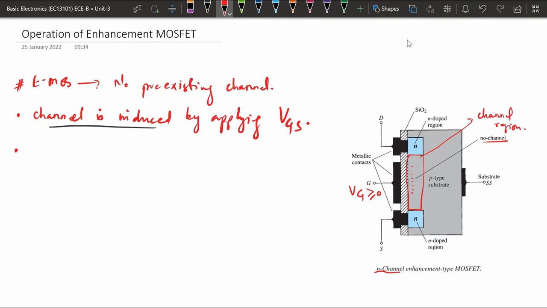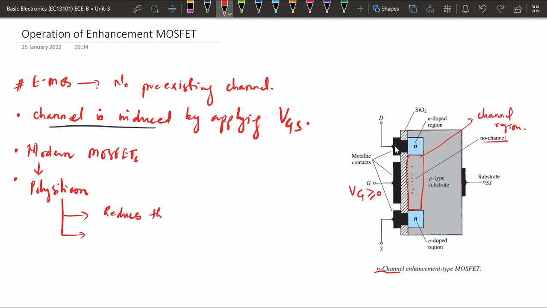Also, in difference to the depletion type MOSFET, these enhancement type MOSFETs are considered to be modern MOSFETs. Instead of using metals, in modern MOSFETs we use polysilicon, replacing the metals. There are some advantages associated with the use of polysilicon. If polysilicon is used, the overall size of the device reduces. So it reduces the device size.